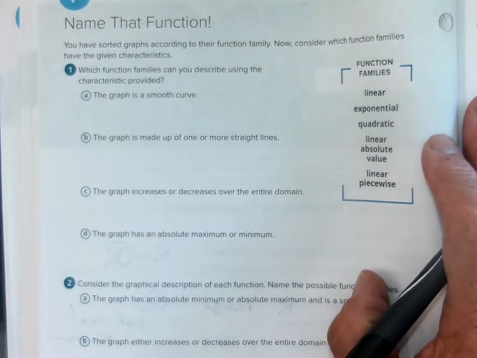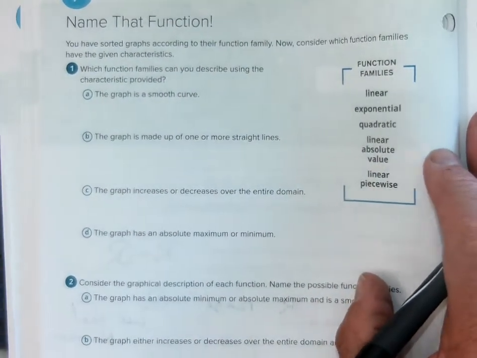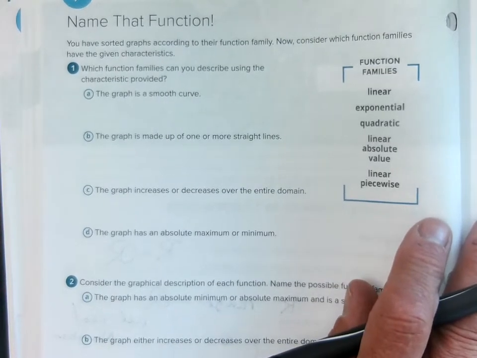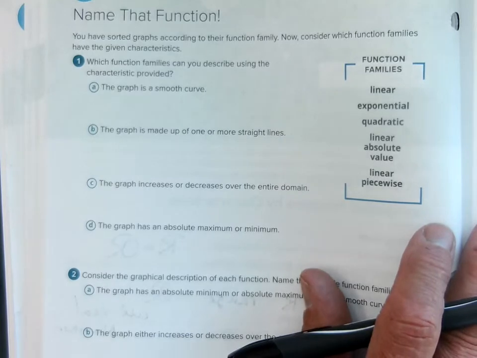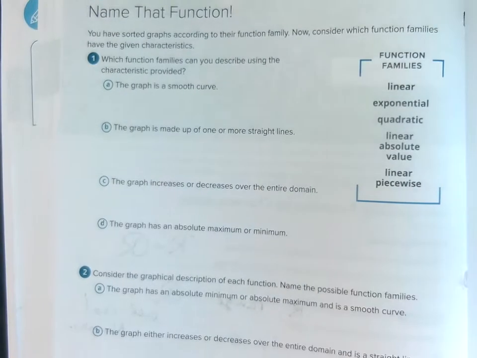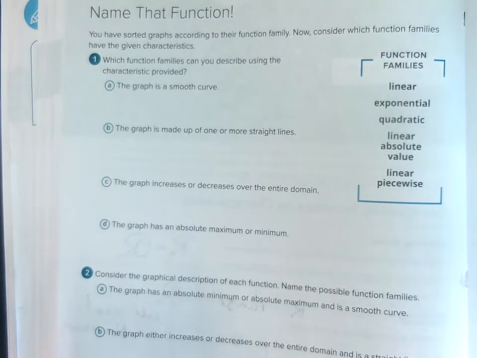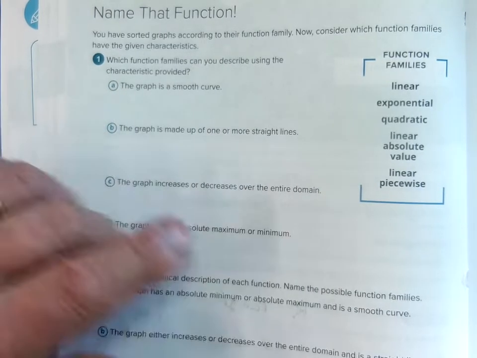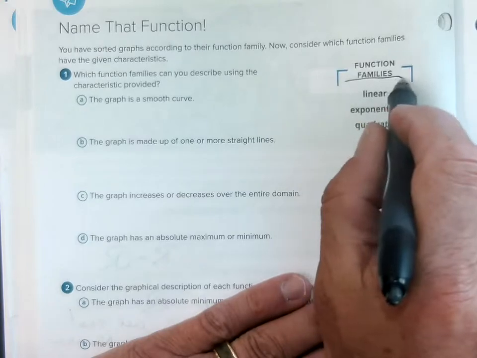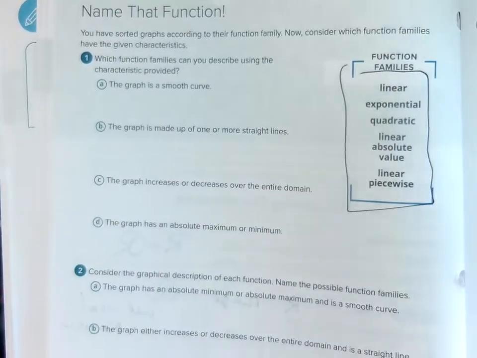So, number one, we're on page 52, and we're going to do pages 52 and 53 together. As I do this video, if you want to pause it, just ask and we can pause the video. Name that function. We're going to get some characteristics and take a look at our function family. We're going to ask ourselves, which one of these could it be?